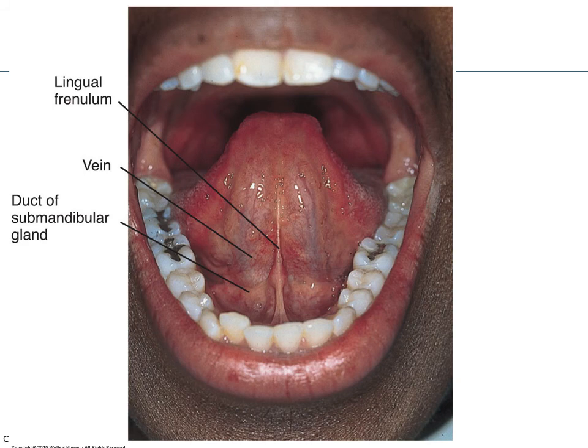Often examiners will look at the ventral surface of the tongue, underneath the tongue, because oral cancers will originate there in many cases. There are some ducts there. And as you can see, it's also a very highly vascular area. So whenever there's a tongue injury, there's usually a lot of bleeding.